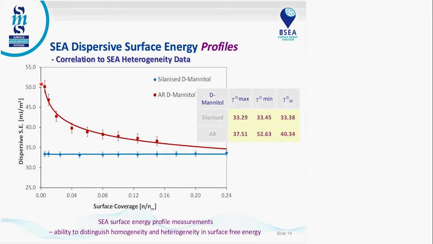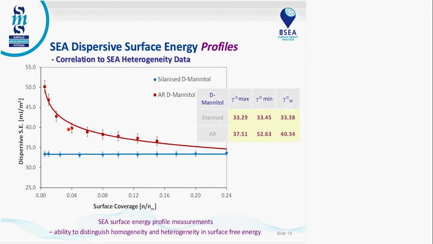And you can see here for the as-received mannitol, the surface energy values range from about 50 down to about 35. You can see that the surface is energetically heterogeneous, whereas the silanized mannitol is energetically homogeneous. We've covered all of the surface groups with the methyl groups, and we can see it's very energetically homogeneous. And we can take the average values by fitting this to a distribution curve, and for the silanized, the minimum and the maximum are basically the same, whereas for the as received, the minimum was around 37, the maximum around 52, with the gamma 50, which is similar to a D50 in a particle size distribution, was around 40.